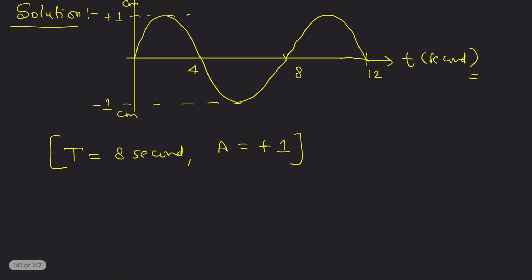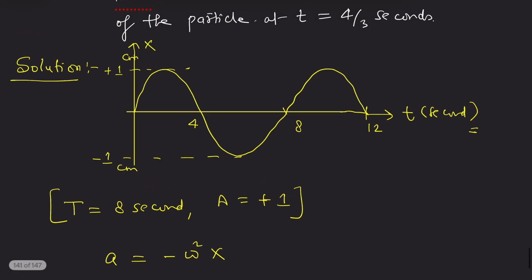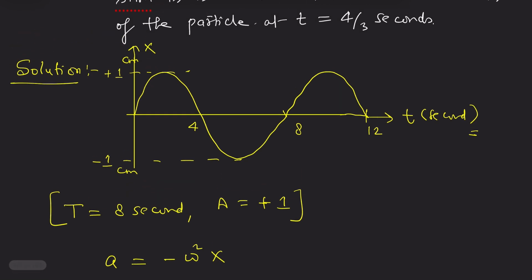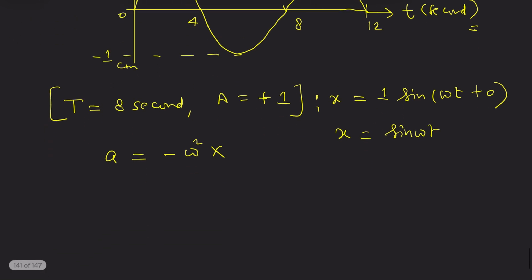So guys, we know that a is simply minus omega square x. Because the particle is starting the journey from the mean position and going towards the positive direction, we can write x simply. The origin is the mean position, so x naught is 0. So x is simply amplitude 1 into sine of omega t plus 0, so x can be written as sine omega t. If I use this, I can say a is equal to minus omega square sine omega t.